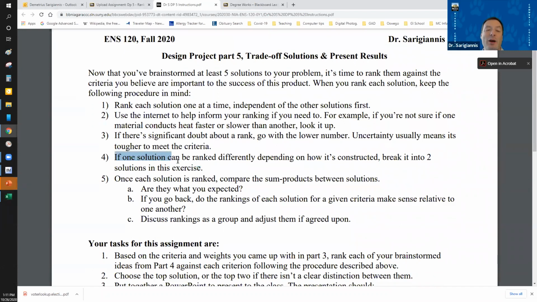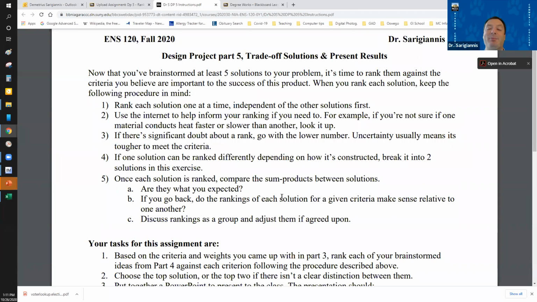This is the point where, if you have one solution that can be ranked differently depending on how it's constructed, break it into 2 solutions. So maybe you have one solution that's made out of a certain material like metal, and the same solution could be made out of metal or plastic. But depending on how it's constructed, that's going to change the manufacturability or the cost. It's going to significantly impact the difference between your weights. So you can break those out into two and rank them separately.